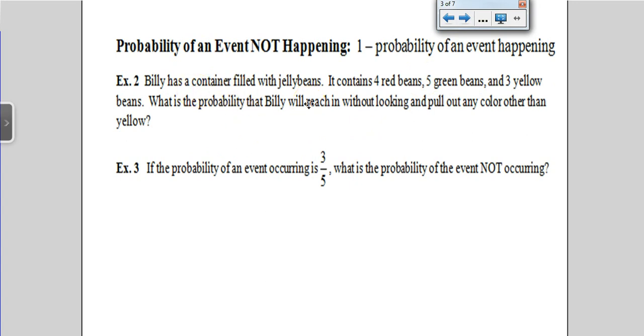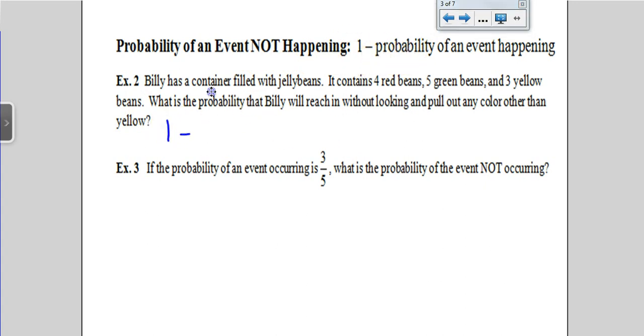Billy's back to his container of jelly beans. It has 4 red beans, 5 green beans, and 3 yellow beans still. What's the probability that he's going to reach in without looking and pull out any color other than yellow? So favorable this time is anything not yellow. Now there's 2 ways we can do this problem. We can either count up everybody who's not yellow and divide it by the total, or we could use this other probability, which says 1 minus the probability of an event happening will give you the probability of it not happening. So in our case, we could do 1 minus the probability of getting a yellow.